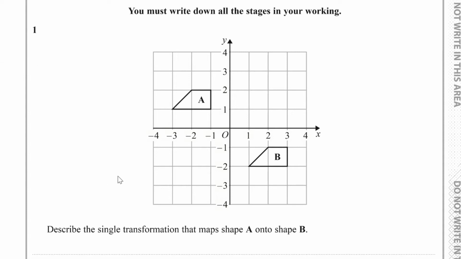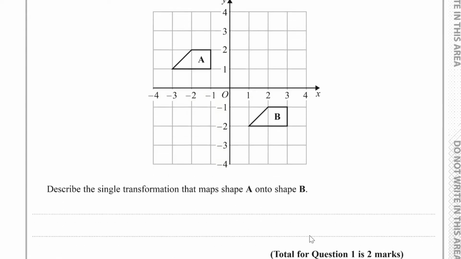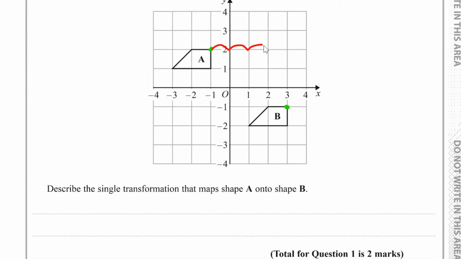Question number 1. We have shape A here and shape B here on this grid, and we have to describe the single transformation that maps shape A onto shape B. Well, if we pick a general point on shape A, the corresponding point on shape B is over here, and you can see we go 1, 2, 3, 4 units to the right, and then 1, 2, 3 units down.